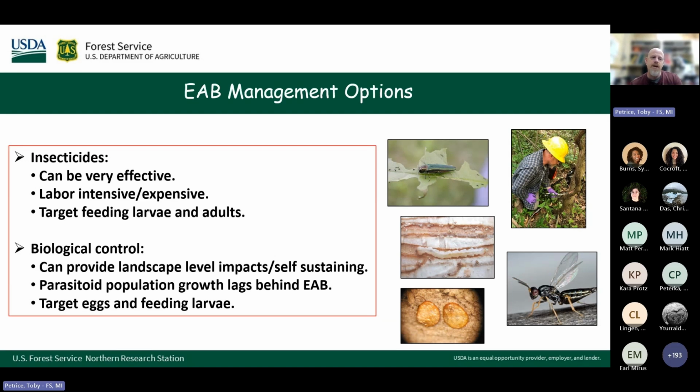Biological control is another option. It can provide landscape level impacts. It's also self-sustaining. So once you establish the natural enemies, they can persist and continue to provide services. However, the parasitoid population growth often lags behind EAB growth, which is pretty typical of biological control. And as a result, the EAB can do irreparable damage to the tree before the parasitoid populations catch up. And then the natural enemies that I'm going to talk about usually target the eggs or the feeding larva of emerald ash borer.